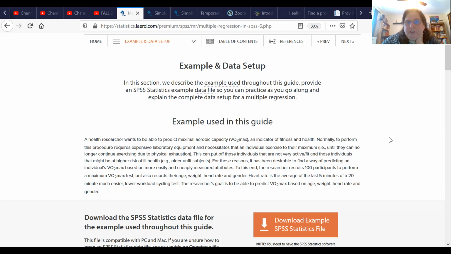For these reasons, it's been desirable to find a way of predicting an individual's VO2 max based on more easily and cheaply measured attributes. To this end, the researcher recruits 100 participants to perform a maximum VO2 max test, but also records their age, weight, heart rate, and gender. Heart rate is the average of the last 5 minutes of a 20-minute, much easier, lower workload cycling test. Now, the researcher's goal is to be able to predict VO2 max based on age, weight, heart rate, and gender.